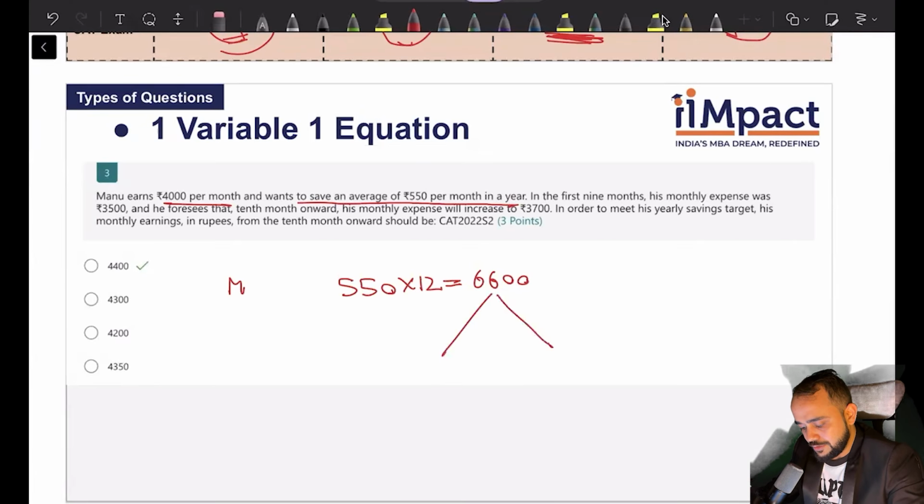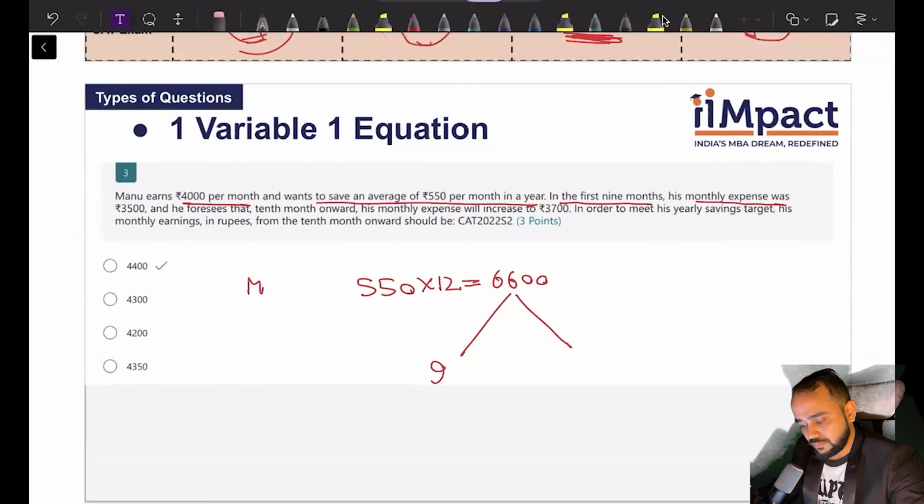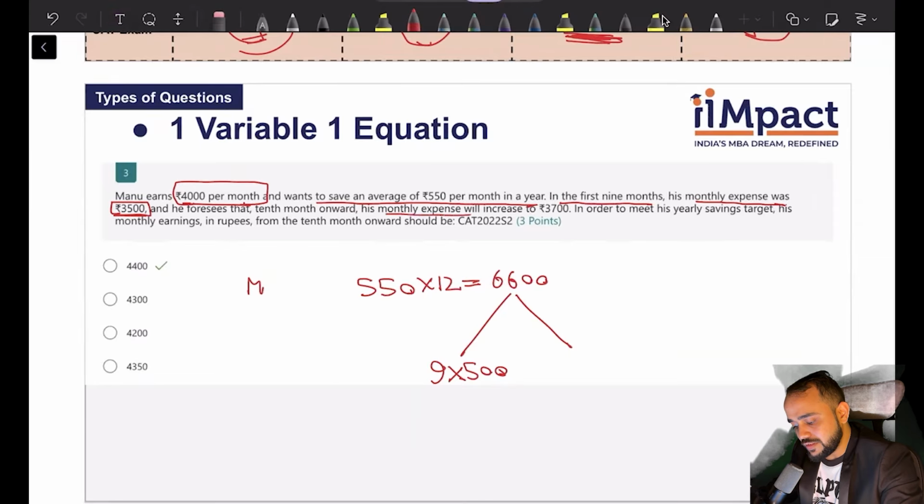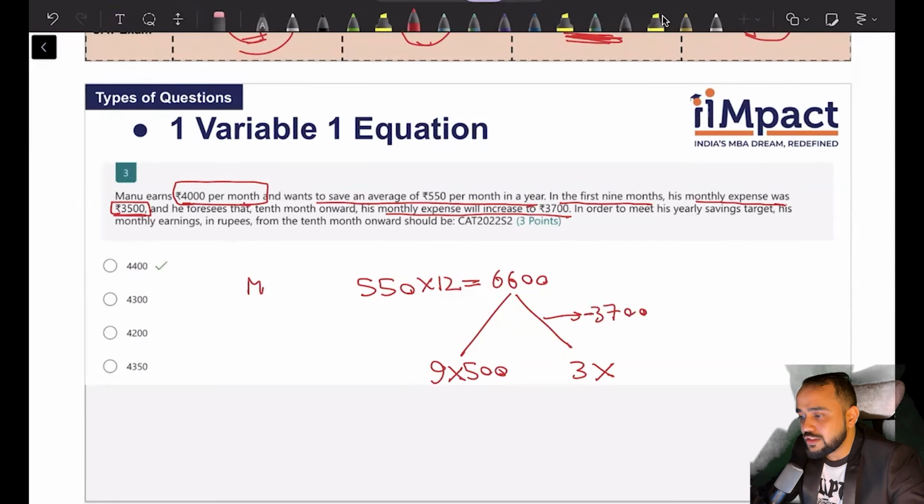Now, out of this, in the first 9 months, his monthly expense was 3,500 rupees. Now his earning was 4,000 and his expense is 3,500, which means how much has he saved per month? 4,000 minus 3,500, which is 500. So he has already saved 9 into 500 rupees. From the 10th month onwards, he sees that his monthly expense will increase to 3,700. For the remaining 3 months, his expenses will increase to 3,700 rupees.